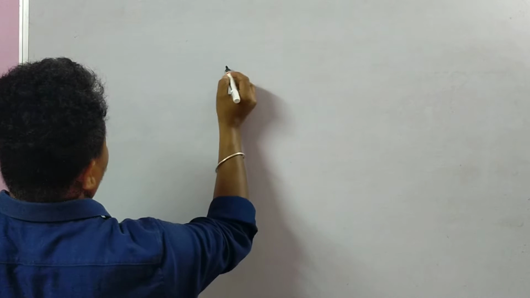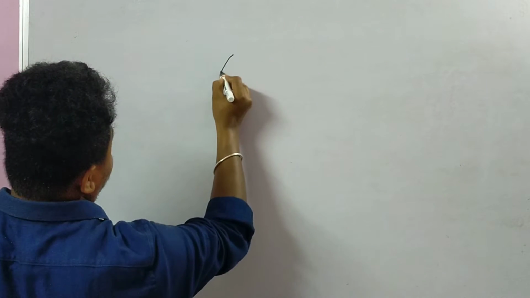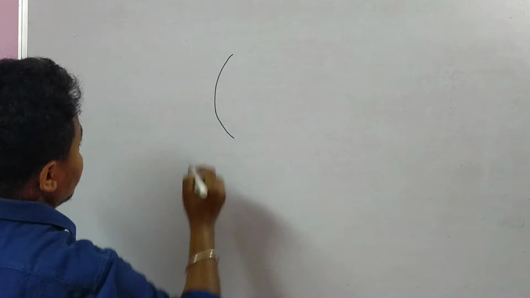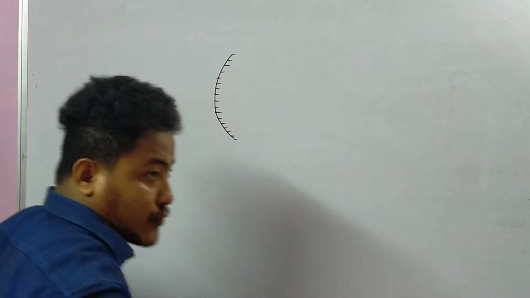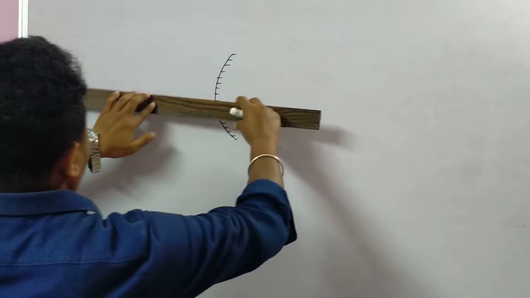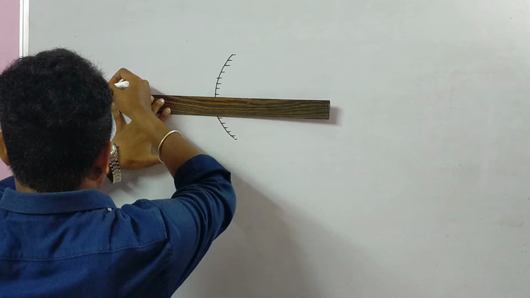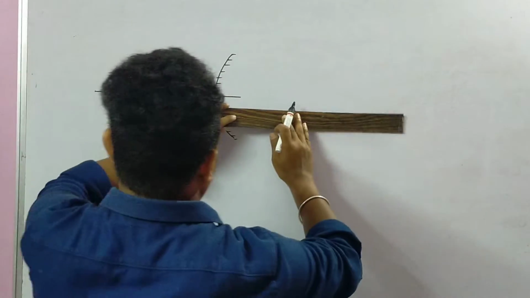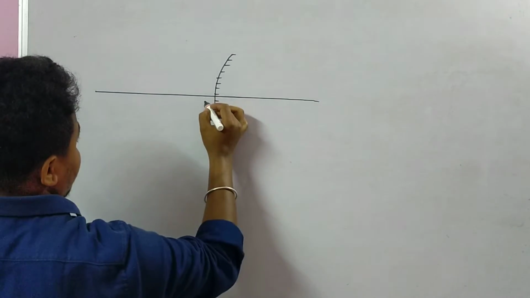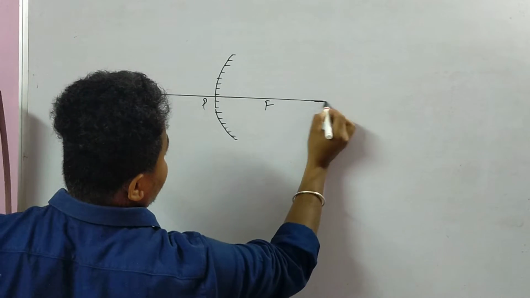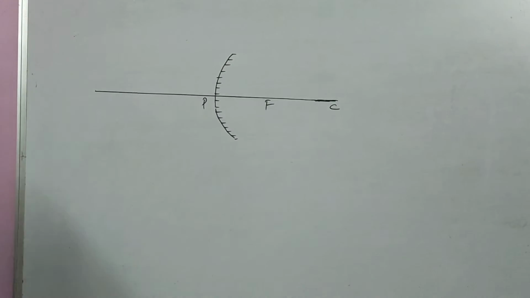Now for this, we will consider a convex mirror. We know what a convex mirror is and how to draw it. So let us consider a convex mirror here. A convex mirror's reflecting surface is curved outward. We have studied all this in the very beginning. So this is the pole, this is the principal axis, this is your principal focus, and this will be your center of curvature.